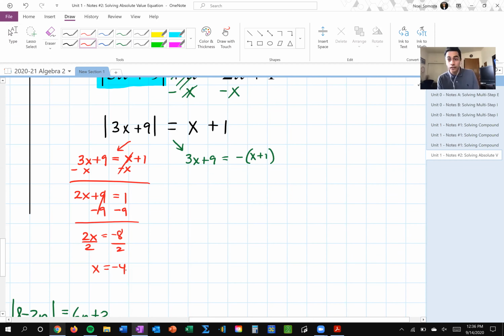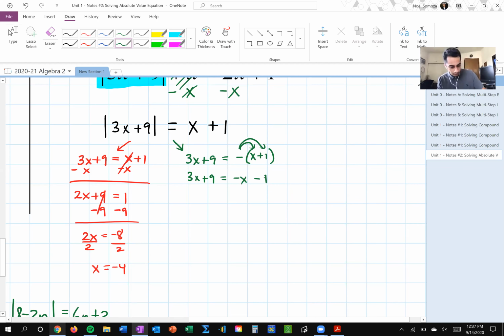All right, don't box it yet because we have to check. This is a mandatory check problem. So I'm not going to box anything until I know it's a for real solution. Okay. Now the other one, distribute the negative. So we get 3x plus 9 is equal to negative x minus 1.